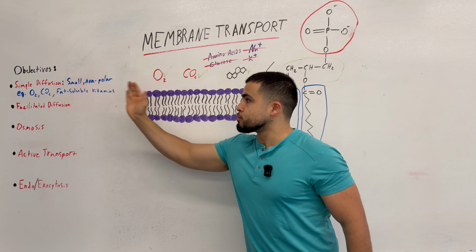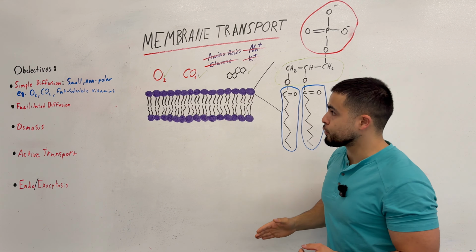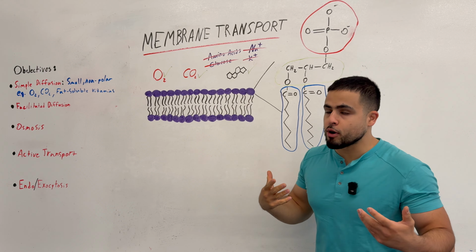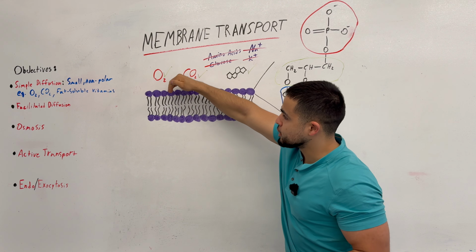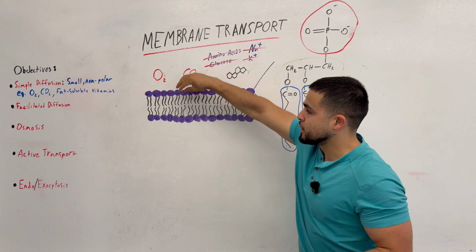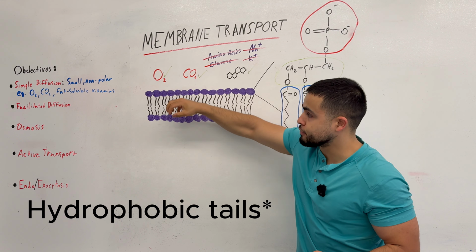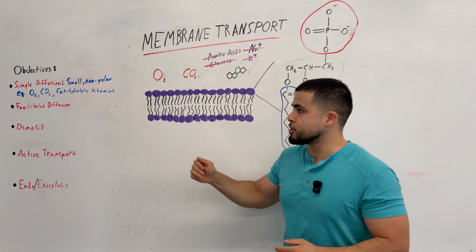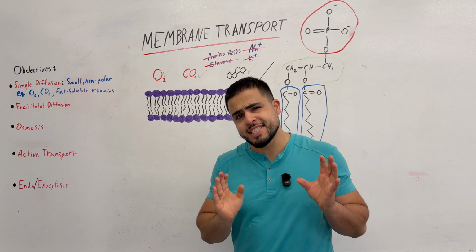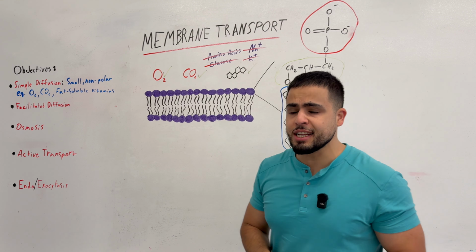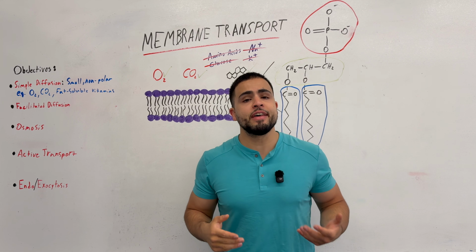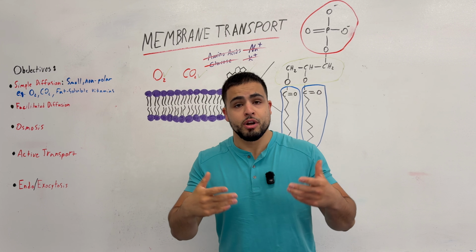These molecules include small and nonpolar molecules. So for example, O2 and CO2 are small and nonpolar. They have no problem squeezing in between the hydrophilic heads and then interacting and traversing through the hydrophobic tails and getting to the other side of the plasma membrane. Now, when it comes to steroids or fat-soluble vitamins, although they're not as tiny as oxygen or carbon dioxide, they can still traverse the plasma membrane via simple diffusion, and that's because they're hydrophobic or nonpolar.